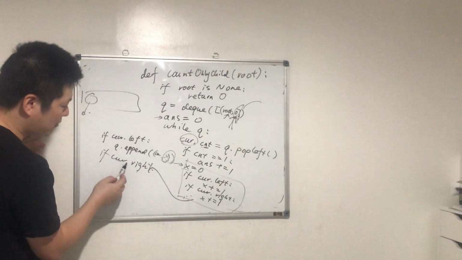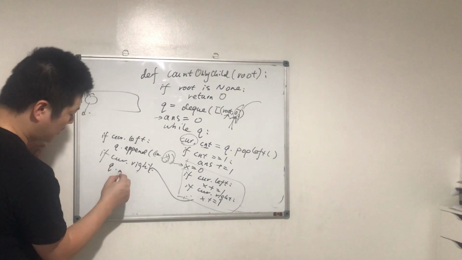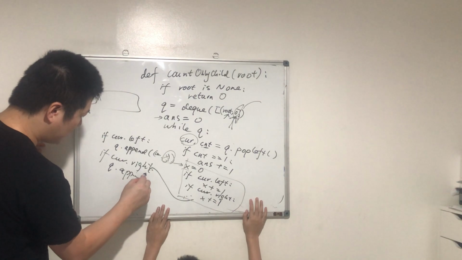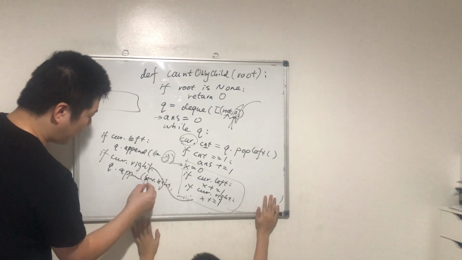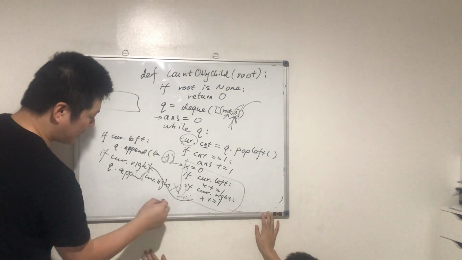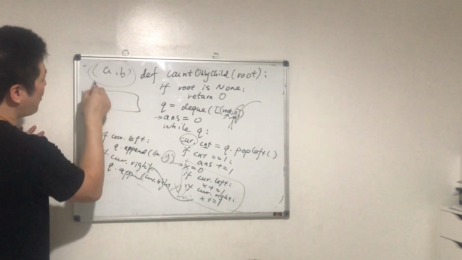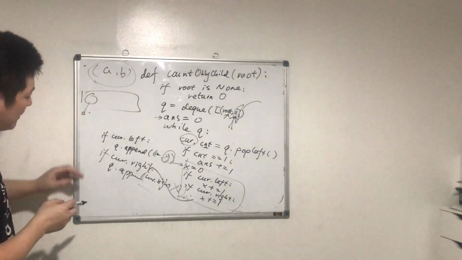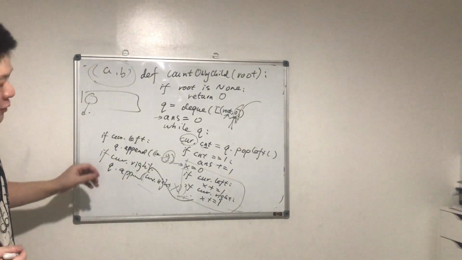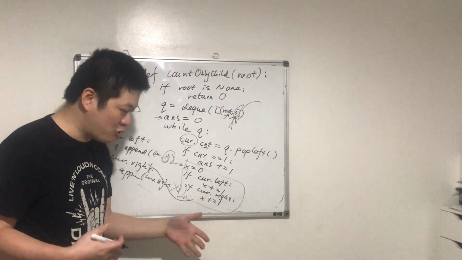If current.right, what should we have here? Q.append current.right, and then X. That's a tuple. You use the parentheses. Tuples are immutable, meaning when you declare it, you can't change the elements in that.